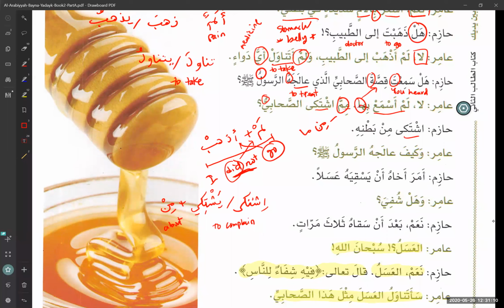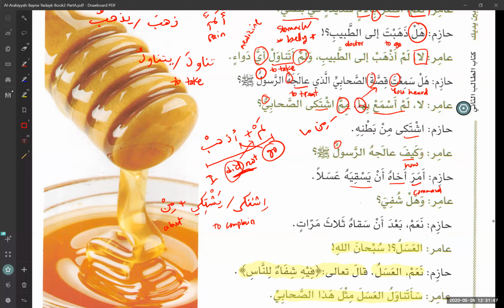Then Amir said, وكيف عالجه, how did he treat him? Same word, عالج is to treat. Who's doing the treating? Rasul sallallahu alaihi wasallam. So how did Rasul sallallahu alaihi wasallam treat him? Hazim said, Amara akhahu an yasqiyahu asala. Amara is to command. Akhahu is his brother. An yasqiyahu.